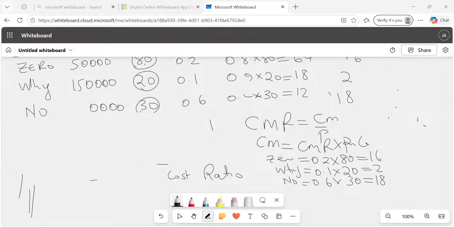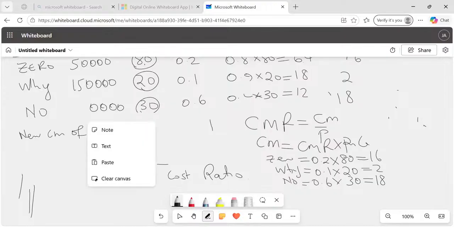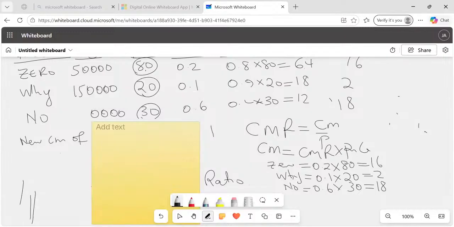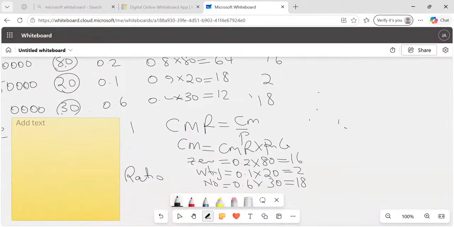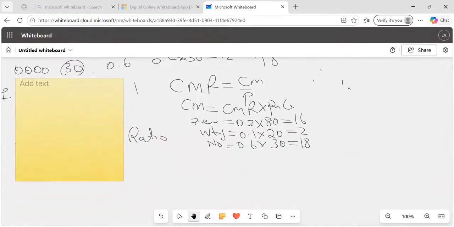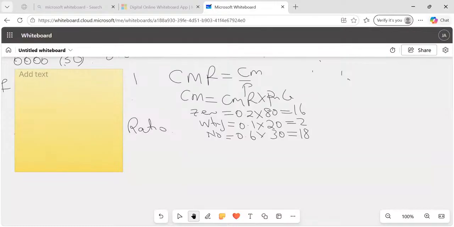So I would want a good student, at the back of your books, to give me the new contribution margin of No-fly. I'm so sure that you guys can easily get somewhere to write this.